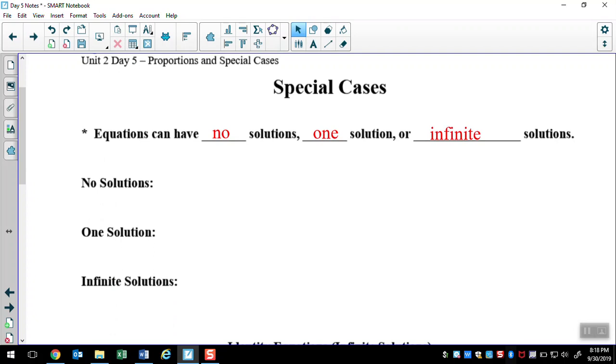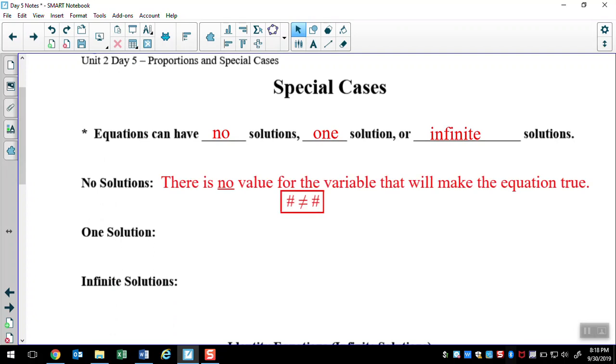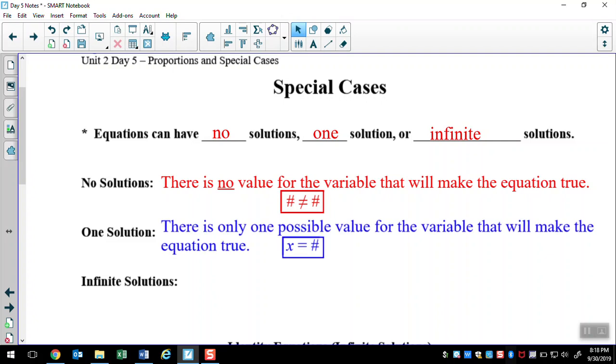So what does that mean? Well, an equation with no solution means there's no value for the variable that will make the equation true. When we work out the equation, we end up losing our variables, and we end up with a number that does not equal the other number. And this may not make sense at first, but once we get down to our examples, you'll see what I mean by this.